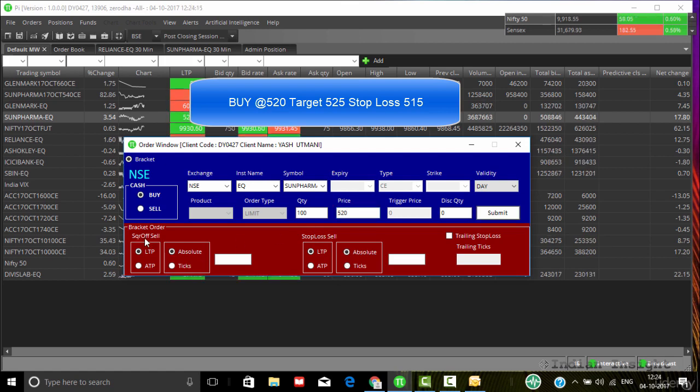This square off option here is used to basically mention your target price. In this case, you don't directly mention the target price. Basically, you won't write 525. No, instead you need to write 5 here.